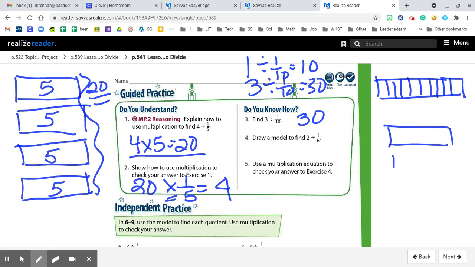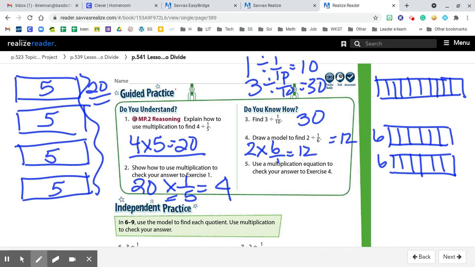Draw a model to find 2 divided by 1/6. My model would be, I draw 2 rectangles, divide them into sixths, and altogether I would have 6 plus 6 equals 12. And if I use my multiplication, my inverse operation, I'm going to say 2 times, I'm going to flip that fraction, 6 over 1 equals 12. You always flip the second fraction. You leave the first number alone. In this case, they're whole numbers, but sometimes they can be fractions.